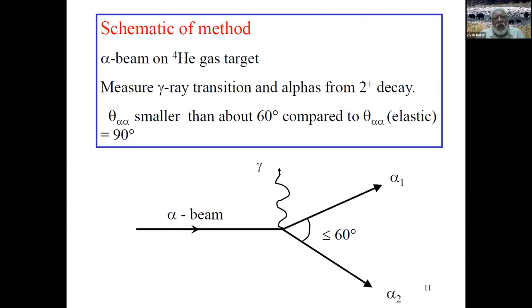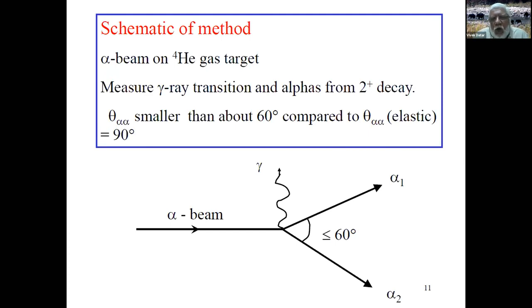So let me tell you about the method adopted. The method was to shoot an alpha beam of the right energy, actually a few energies, on a helium gas target. Then you measure the gamma rays and the alphas from the decay which follows the emission of the photon. So the gamma ray gets emitted, then it comes down to the 2 plus resonance, and the 2 plus resonance, of course, almost instantaneously decays into two alphas. However, the two alphas come out at an opening angle which is smaller than 90 degrees in the lab.